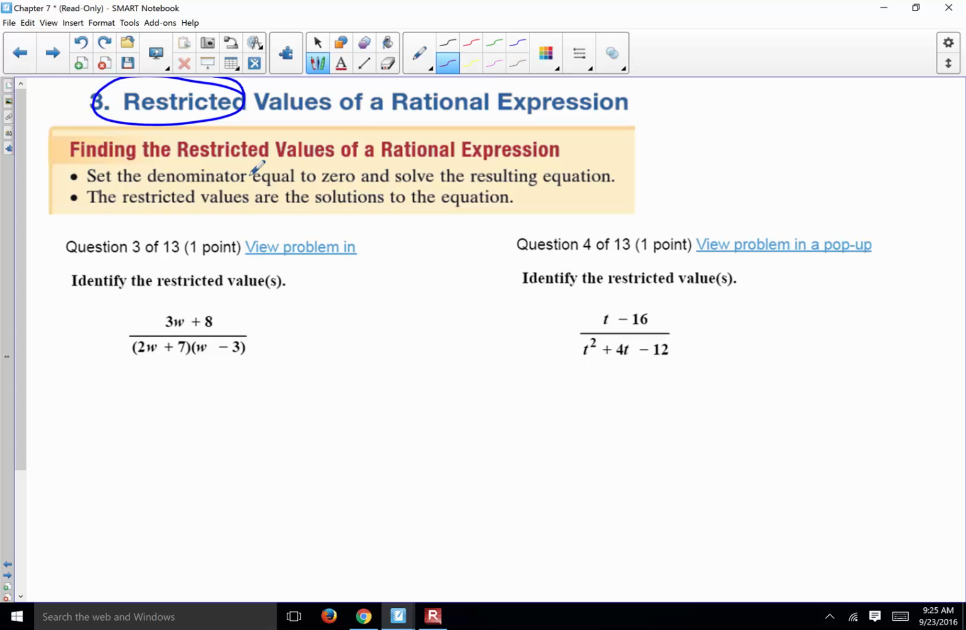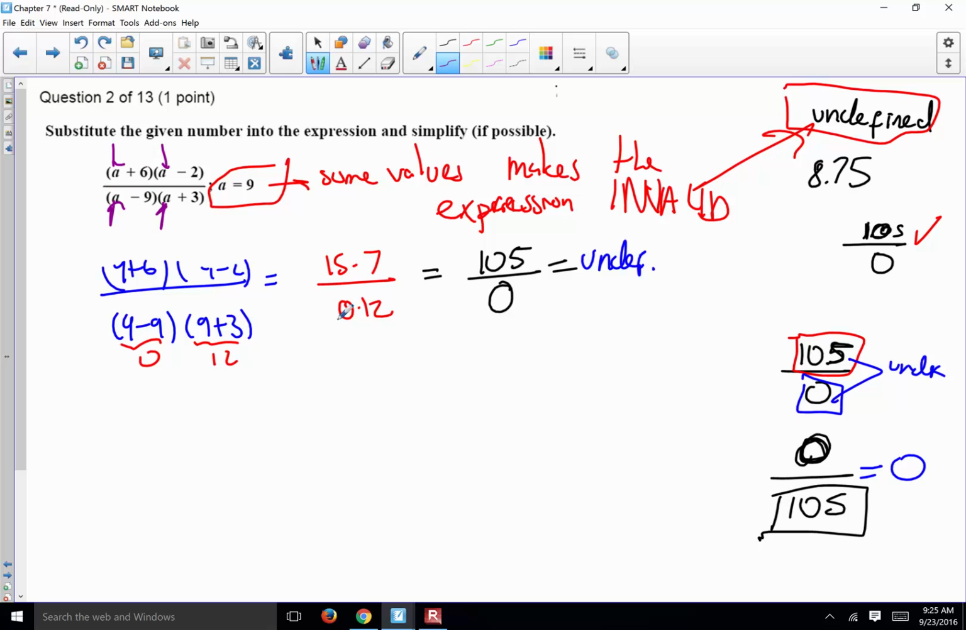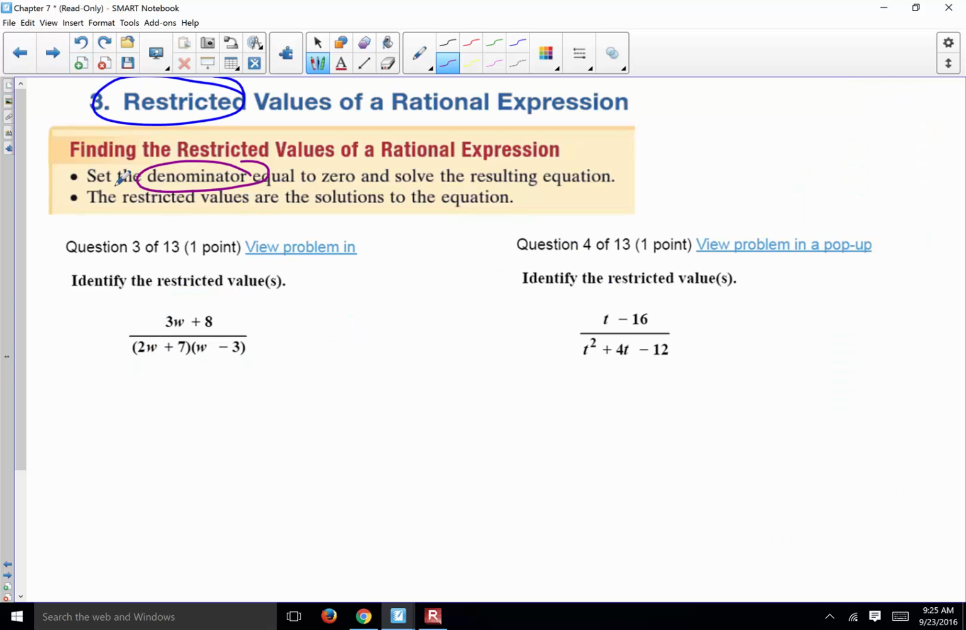They are the values that make the denominator 0. Right? Wasn't it that value? It made my denominator 0. So you need to go find the numbers that make your denominator 0. Set the denominator equal to 0, solve, and see what values make it 0. Those values are the ones we call restricted. Alright, so let's do this in question number 3.